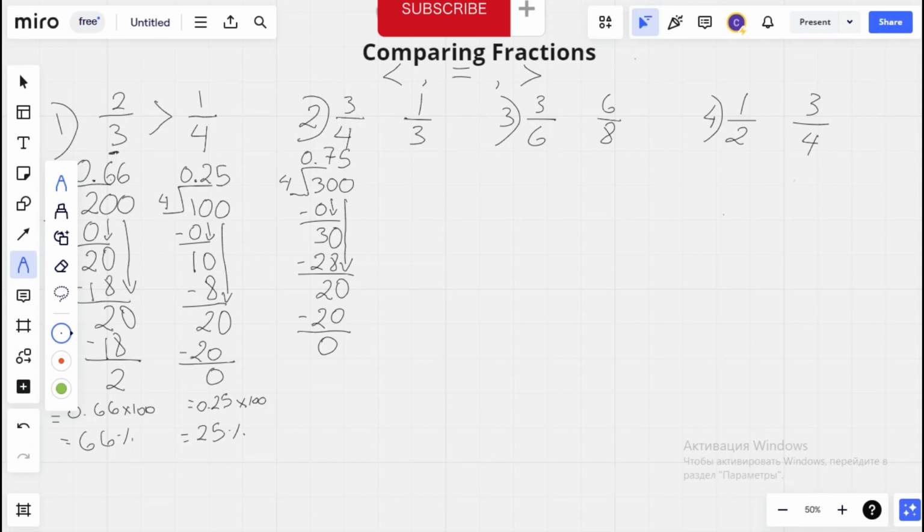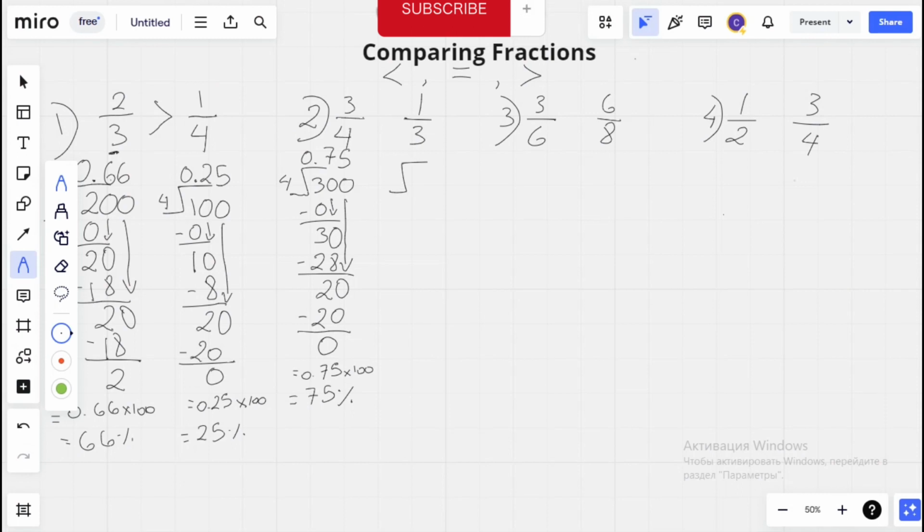So it equals 0.75. How do we turn it into a percentage? We times 100. So 3 over 4 equals 75%.